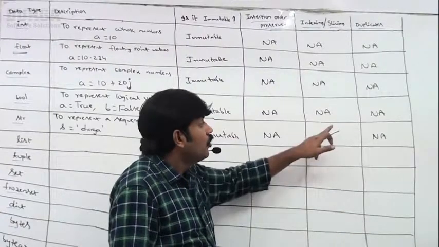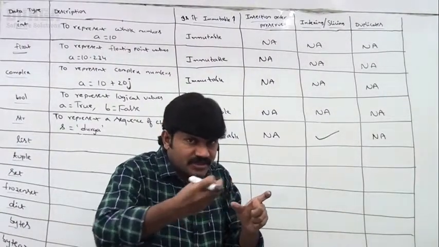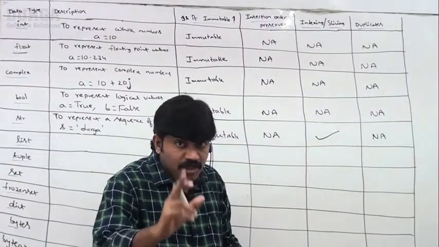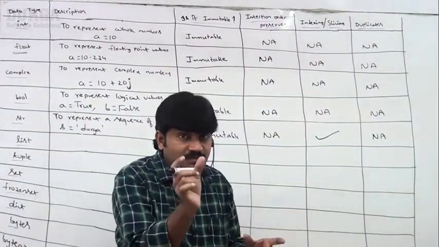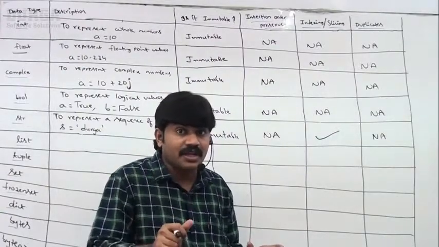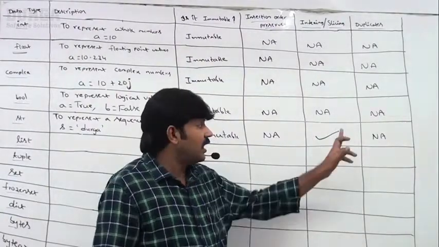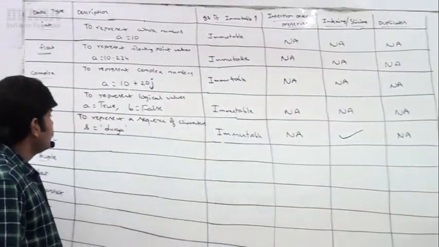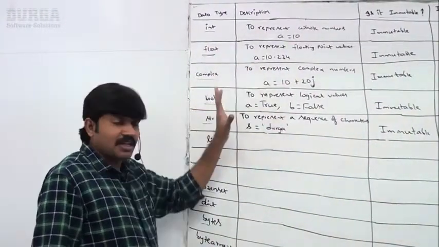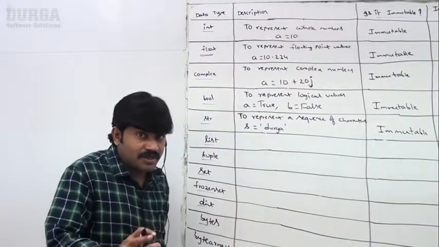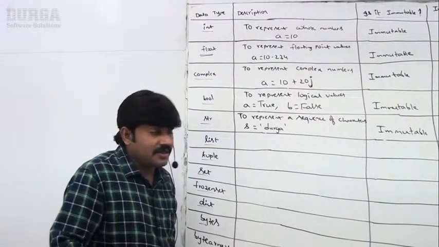One speciality of the string: if you want to access a single character, we can use an index. If you want to access a group of characters, something like a substring, then we require to go for the slice operator. These are the first 5 fundamental data types we have. All fundamental data types are immutable.